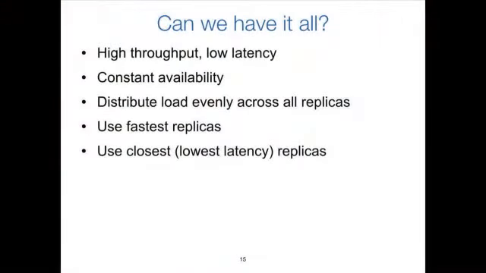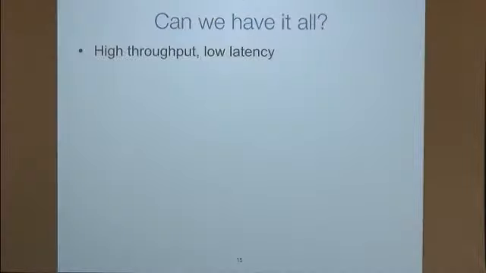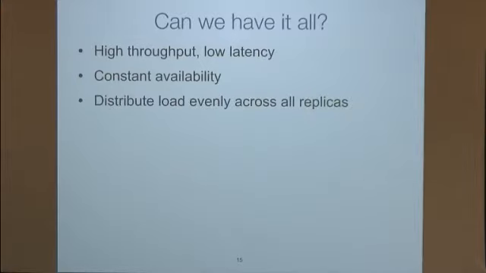So the question motivating this research is, can we have it all? Can we have this high throughput and low latency given to us by multi-Paxos, but at the same time preserve the constant availability of canonical Paxos? And we want, furthermore, to be able to distribute load evenly across all our replicas so that we use our resources efficiently and get high throughput. We also want to use the fastest replicas. Perhaps in our system, there are concurrent jobs running on some of these replicas, and we might want to avoid those replicas that experience high load when we commit commands.